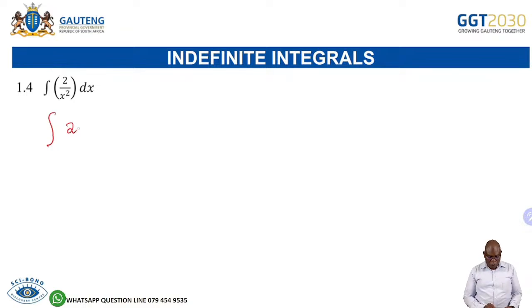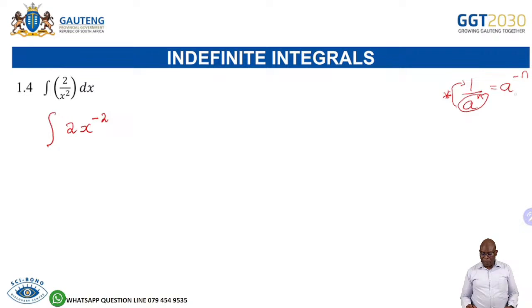So I'll have 2x to the power minus 2. Remember, in exponents, if I've got 1 over a to the n, this is the same as a to the power of minus n. Note that. So if that is a positive n, I take it up, it becomes a to the power minus n. If I've got a 2 over there, the 2 will still remain there. Okay, so that's what I've done there. So this is just the basic thing that we do in exponents, and it's a law in exponents, right?